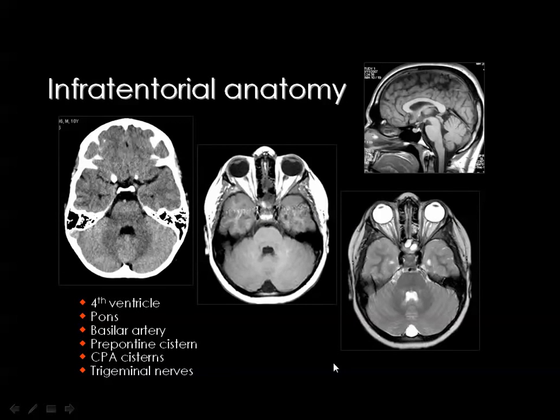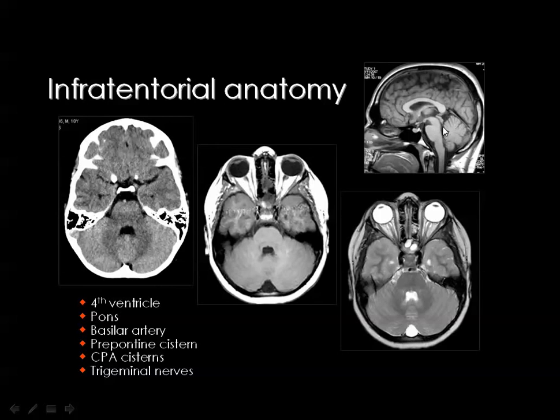Then in order to identify the anatomy of the brain, we should have some of the anatomic landmarks. We'll start with what's known as the infratentorial anatomy, which is the anatomy of the posterior fossa. The anatomic landmark here is the 4th ventricle. If you look at this sagittal MR T1 weighted image, this is the 4th ventricle. Anterior to the 4th ventricle you will identify the brainstem, and posterior to the 4th ventricle you will see the cerebellum.